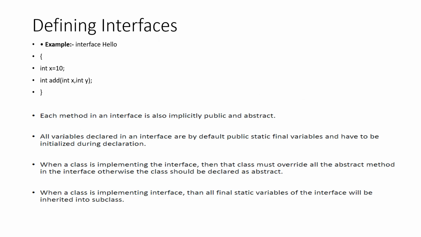So how do you define an interface? You say interface hello, and then you just define the method signature or the variables. It is implicitly public and abstract for all the methods. All variables are by default public static final and have to be initialized during declaration. Mostly with interfaces we will be looking at the methods. When a class implements an interface, then that class must override all the abstract methods. That is, the class which implements your interface has to override and implement all the methods. That is, you have to define the body for that.